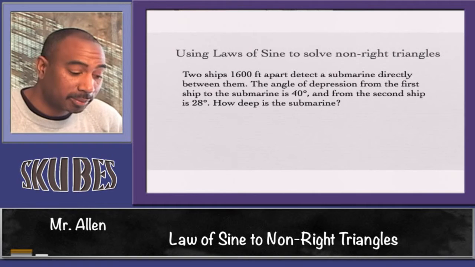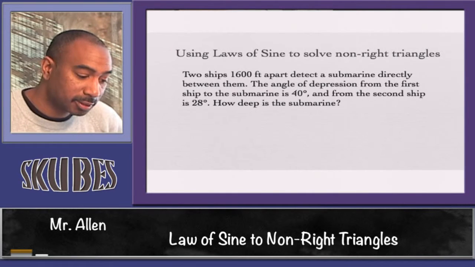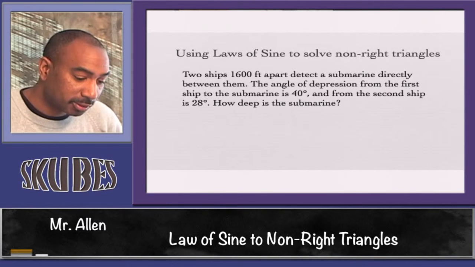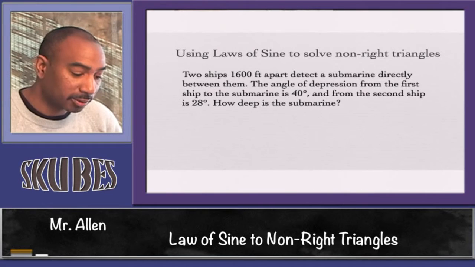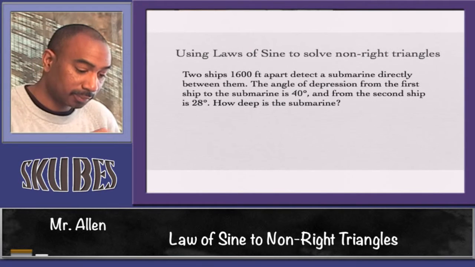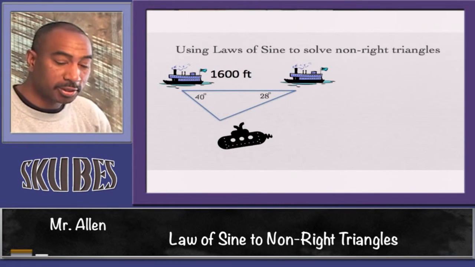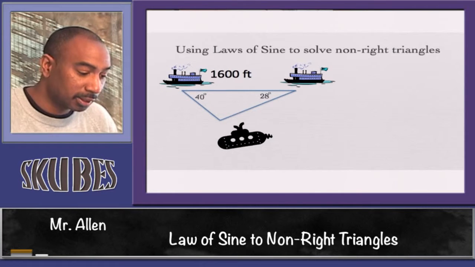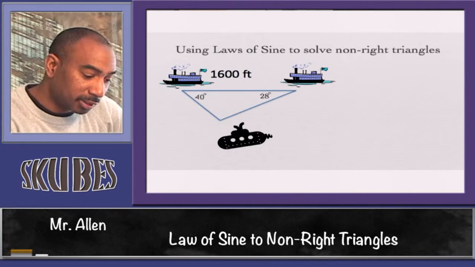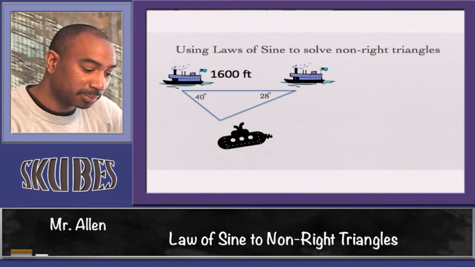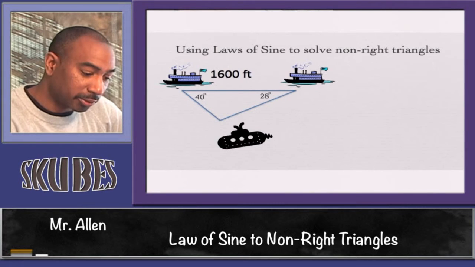Let's start with the real-world application. Two ships 1,600 feet apart detect a submarine directly between them. The angle of depression from the first ship to the submarine is 40 degrees, and from the second ship it's 28 degrees. How deep is the submarine? All right, so it's always good to have a picture when you do problems like these. So we have the first ship, and the angle of depression from this ship to the submarine is 40 degrees. And you have our second ship. The angle of depression is 28 degrees from this ship to the submarine, and they're 1,600 feet apart.